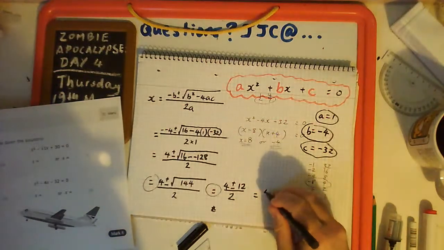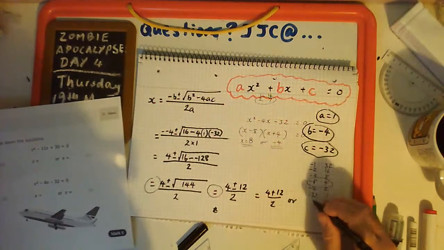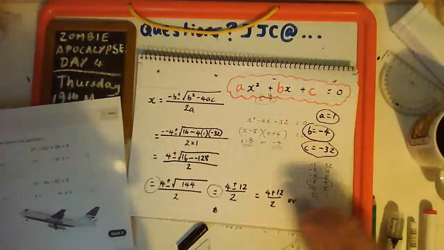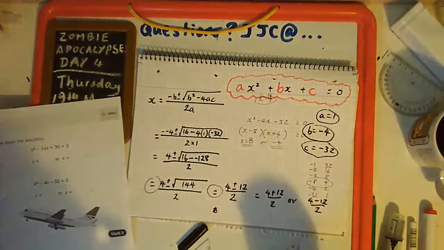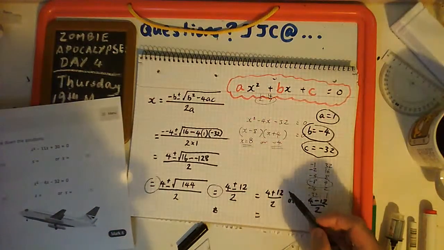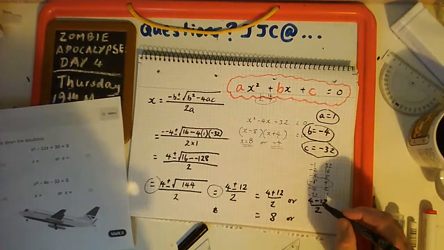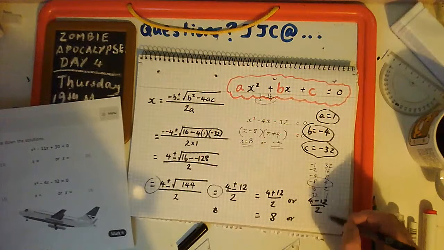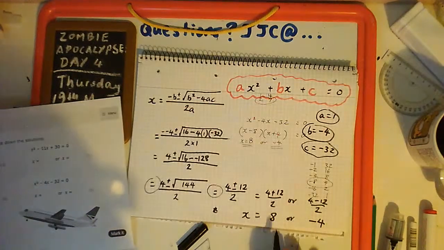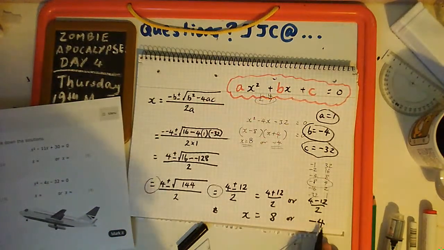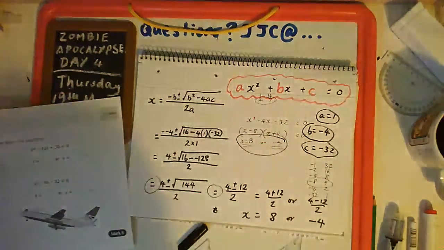Okay, so 4 plus 12 divided by 2, or 4 minus 12 divided by 2. Which is equal to 4 plus 12 is 16, 16 divided by 2 is 8, or 4 minus 12 is minus 8, minus 8 divided by 2 is minus 4. So our two solutions are x equals 8 or minus 4, which is exactly the same as we got doing it the other way, which is, of course, what we should expect.